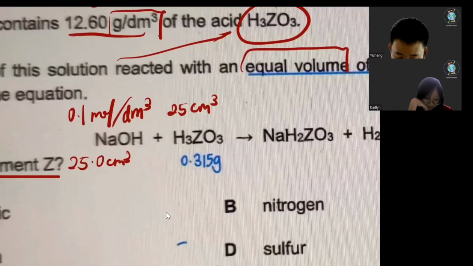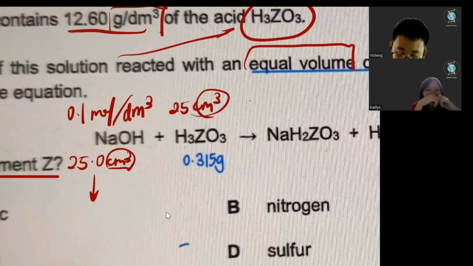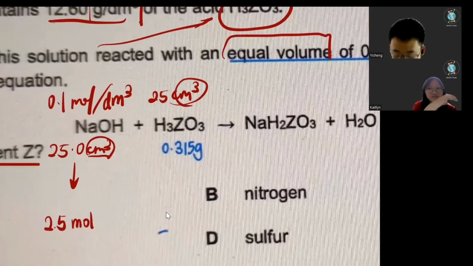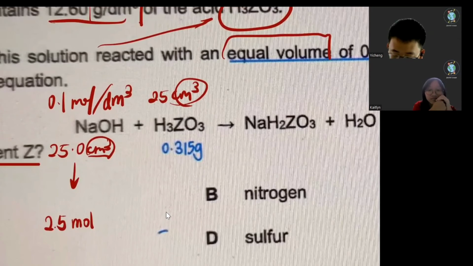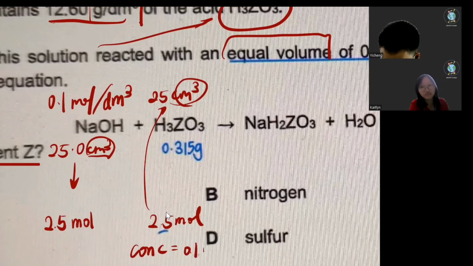Firstly, find the number of moles for this. So we ignore this first, because all of them are in cm cube, hence the number of moles equals concentration times volume, which is 2.5 moles. By mole ratio, NaOH to the acid, the number of moles for the acid is also 2.5 moles. Then we know the volume. Hence, concentration equals the number of moles divided by volume, which is 0.1 moles per dm cube.